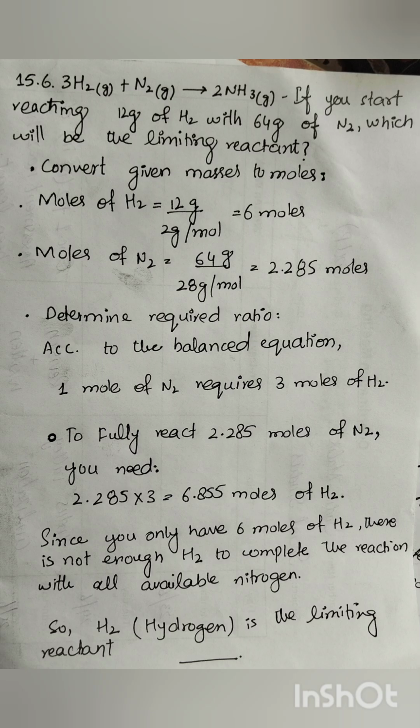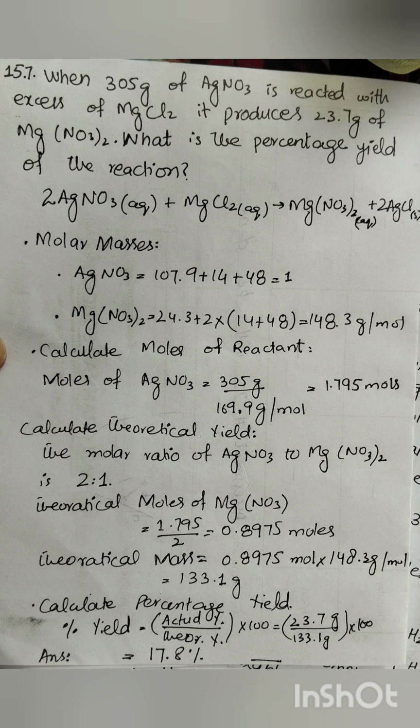So hydrogen will be declared as the limiting reactant due to the lesser amount of its moles, which decompose early than the nitrogen's molecules. Here comes our seventh numerical, which is: when 305 gram of AgNO3 is reacted with excess of MgCl2, it produces 23.7 gram of MgNO3. What is the percentage yield of the reaction?